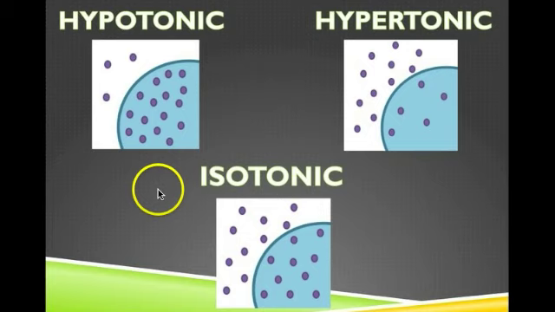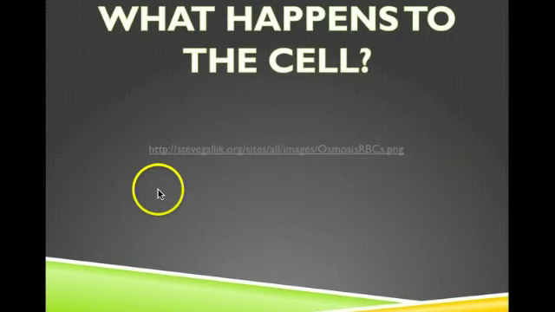An isotonic solution is when there are equal concentrations on each side. This is usually the ideal situation for a cell. Too high or too low of a solute concentration inside the cell can cause trouble.